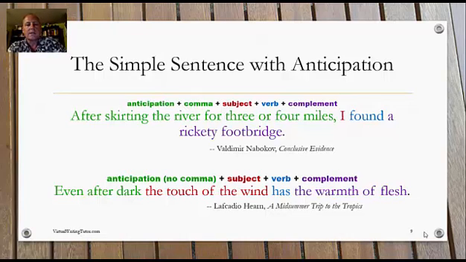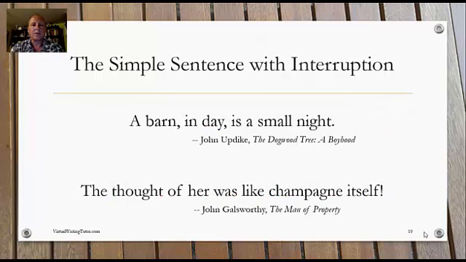And then our verb has and a complement, the warmth of flesh. Now we don't have to put this additional information always at the beginning of the sentence. Sometimes we may want to put it in the middle, in which case it's not an anticipation, it's an interruption. Let's have a look at an interruption.